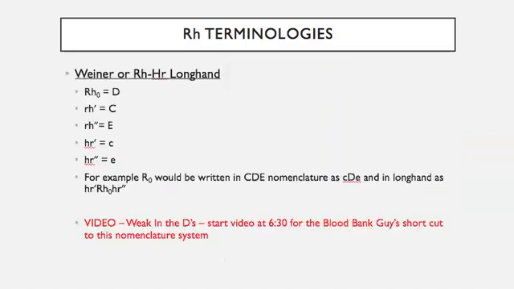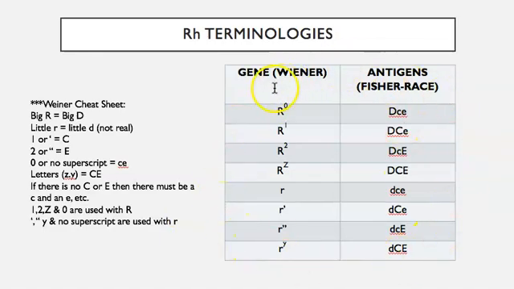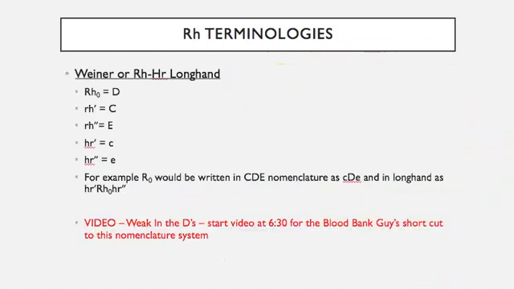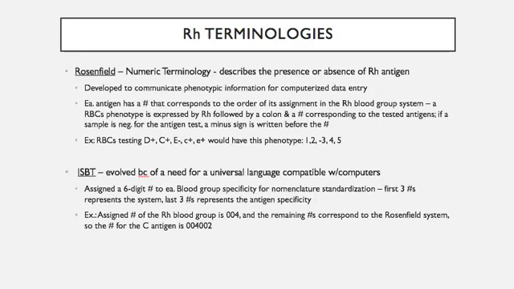The blood bank guy also has a video called Week in the D's, and you can start the video at 6 minutes 30 seconds. He does a shortcut to this nomenclature system that is really easy to understand. So if you're having trouble translating this and understanding this, maybe watch the blood bank guy video. He may be able to explain it in a way that you understand a little bit better.